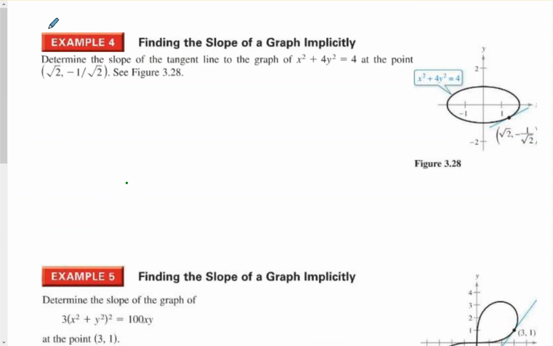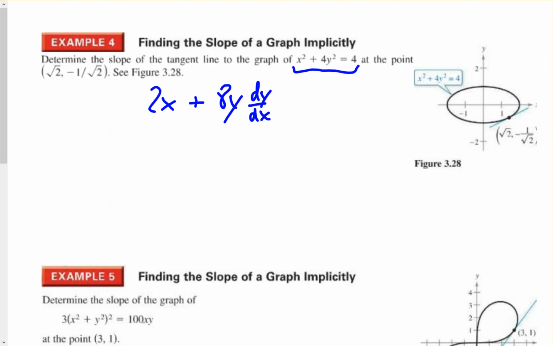It says find the slope of a graph implicitly. Okay, so let's do that. They give us the equation for the graph. Okay, so let's take the derivative of it to get our tangent, slope of the tangent line formula. So derivative of x squared would be 2x plus derivative of 4y squared, power rule, 2 times 4, that's 8y, and then dy/dx.